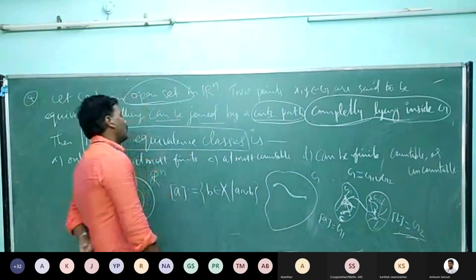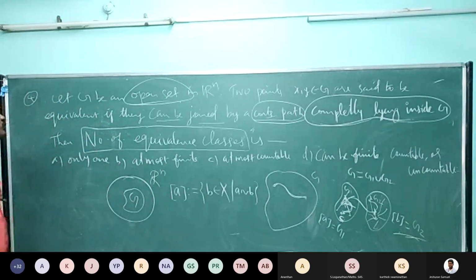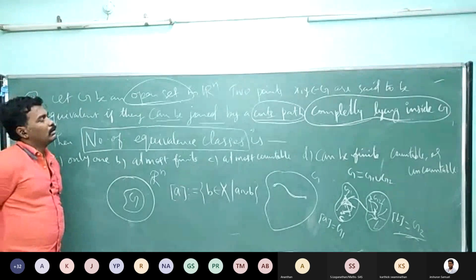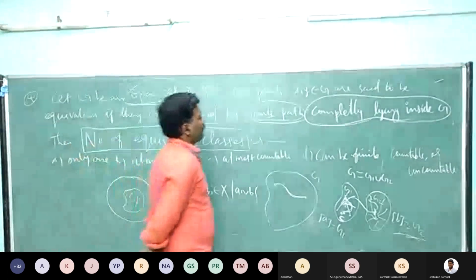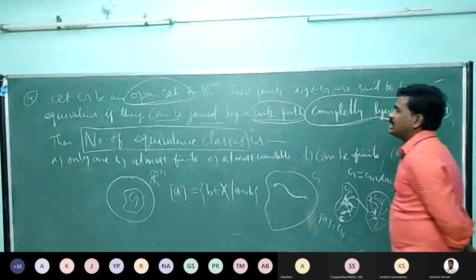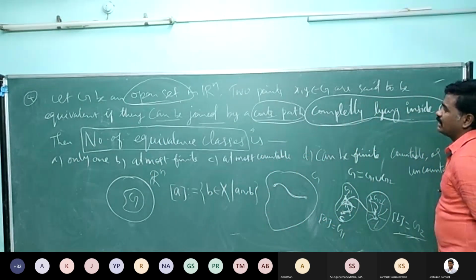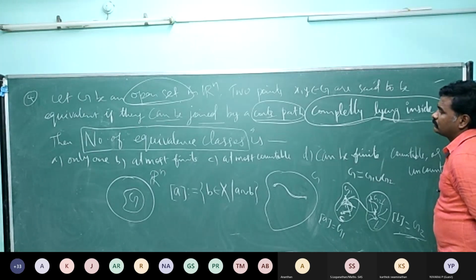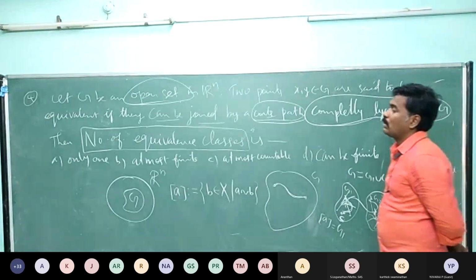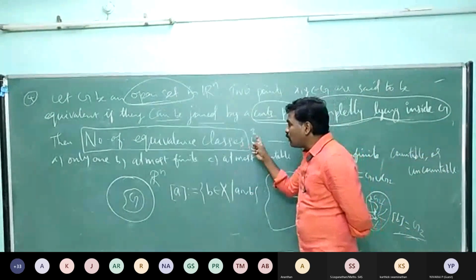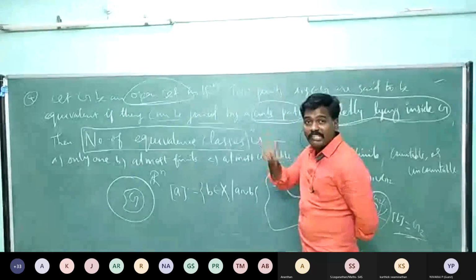Okay. Now what can we think about? Now, the number of equivalence classes. They are equivalence classes defined in G. Let G be an open set in R. So the number of equivalence classes of Rn, not for G.